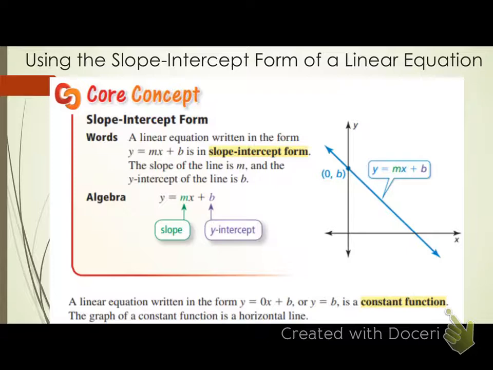So, going back to horizontal lines and the note down here: a linear equation written in the form y equals 0x plus b. What's 0 times x? 0. What's 0 plus b? b. So an equation written in the form y equals 0x plus b, or just y equals b, is what we call a constant function. The slope is what? It's flat. What's the slope? 0. Yes, the slope is 0. So the graph of a constant function is a horizontal line.